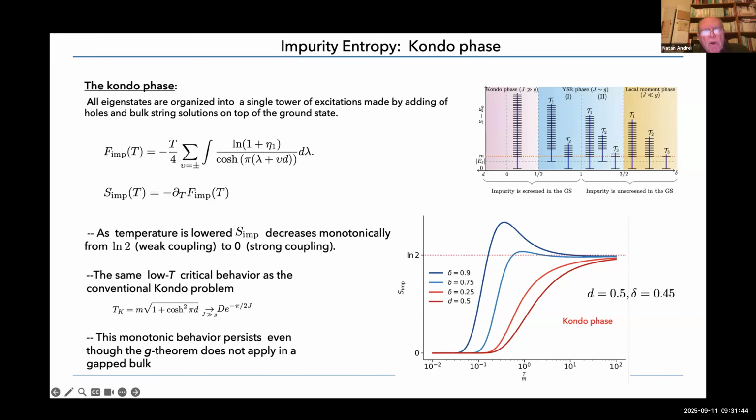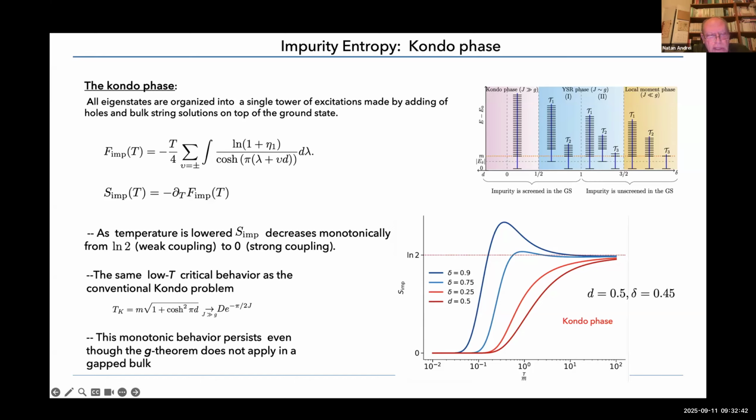If you have, for example, a standard Kondo model where the electrons are just a Fermi liquid, essentially you get only this Kondo phase and you get this type of expression, except that in the standard case, the theory is gapless and the gap moves down to 0. So as the energy is lowered, we are in the Kondo phase, so the impurity entropy decreases monotonically, as I mentioned, from log 2, where we are in the weak coupling, to 0 at strong coupling, and the impurity is screened by the spinons. So the same as in the standard Kondo case, the monotonic behavior persists.